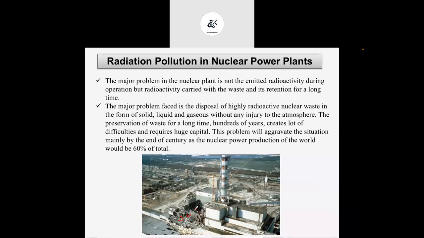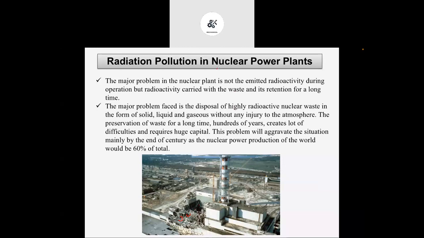So this is a serious problem, because whenever there is waste coming out from the nuclear power plant, we have to treat that waste very carefully. We have to store it for hundreds of years. So that is the major problem we face whenever we plan to install a nuclear power plant. That is particularly related to the nuclear power plant.